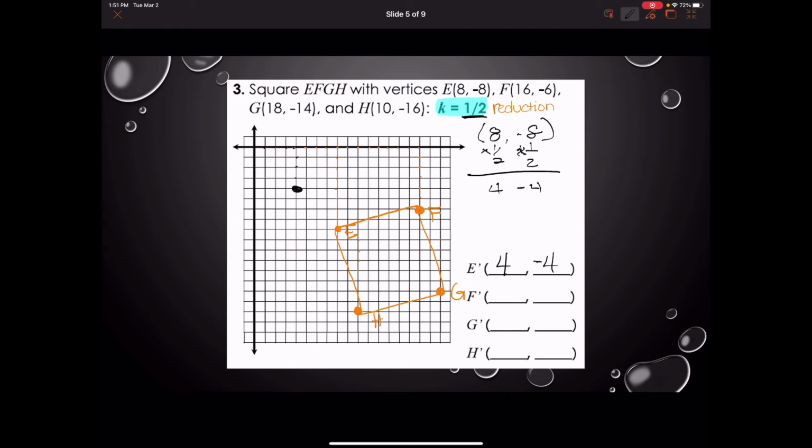This is my E prime. And I continue that with each one. 16 times 1/2, I know, is 8.